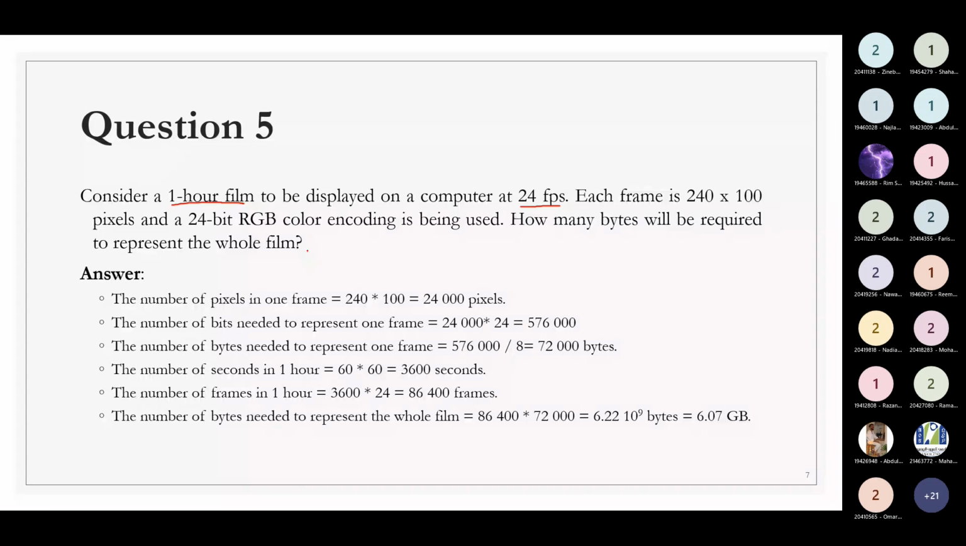First we need to calculate the number of bits needed to represent one frame. One frame is like one image. The number of pixels in one frame is equal to 24,000 pixels. The number of bits needed to represent one frame is the total number of pixels multiplied by 24, because here we use the RGB color encoding. So this is the number of bits.